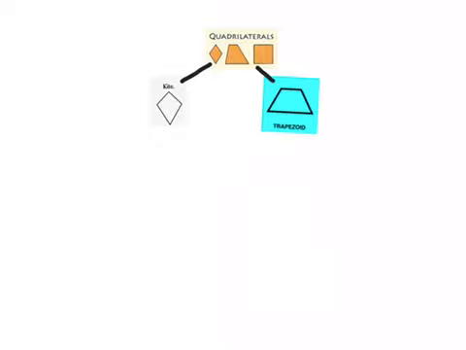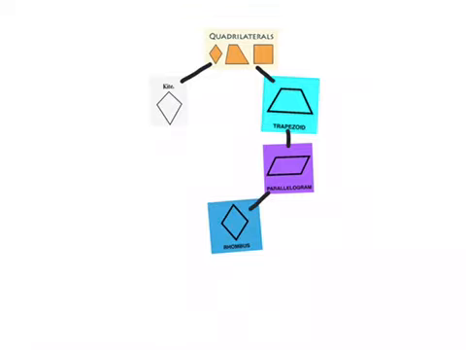Stemming off from the other kind of quadrilaterals are going to be trapezoids. They're going to be the first kind of quadrilateral that has at least one set of parallel sides. Continuing on that chain, a parallelogram is a type of trapezoid because it has at least one set of parallel sides, but parallelograms go further and they have two sets of parallel sides with opposite sides parallel and congruent.